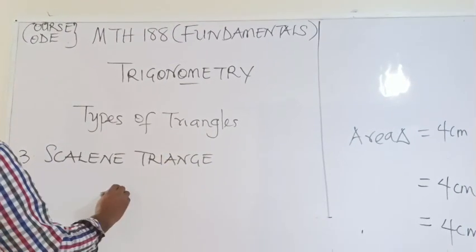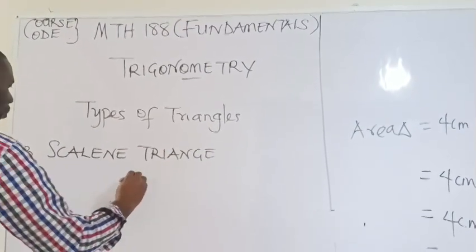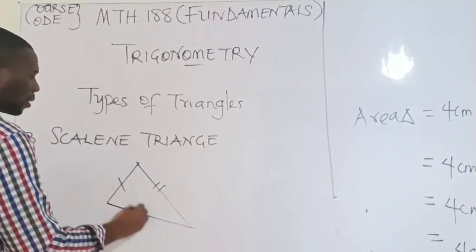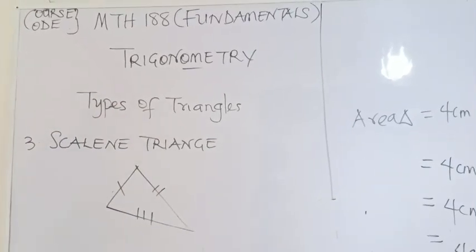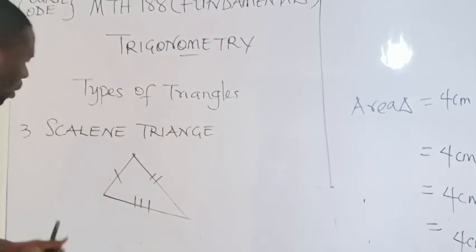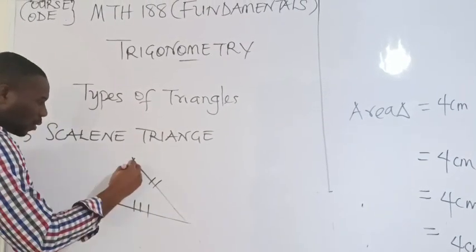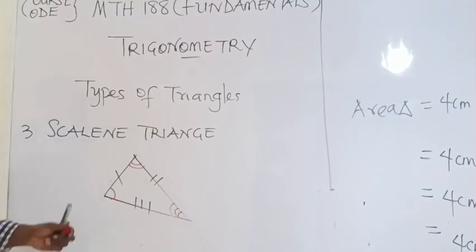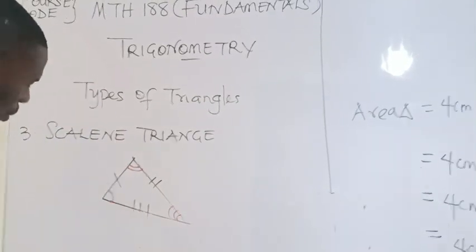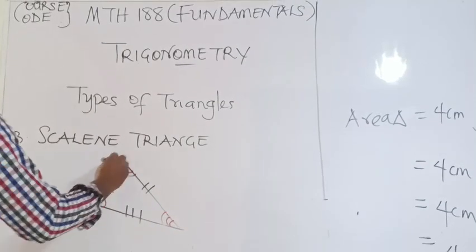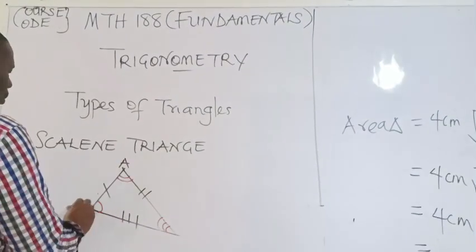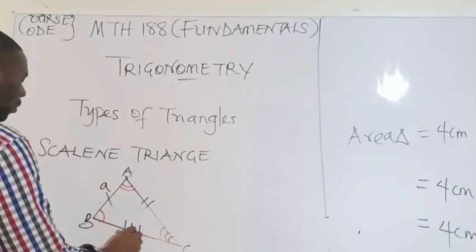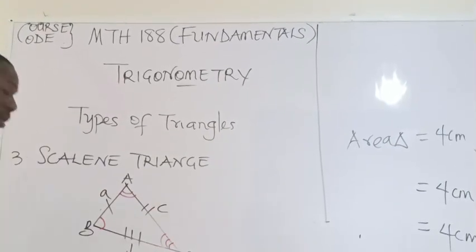So this is a triangle like so, okay, whose sides are different in values, okay? And the same goes with the angles. This angle is different from this, and okay, it's also different from this. This is scaling. So you're free to call this angle A, angle B, angle C. You're free to call this side A, okay? You're free to call this side B, you're free to call this side C.